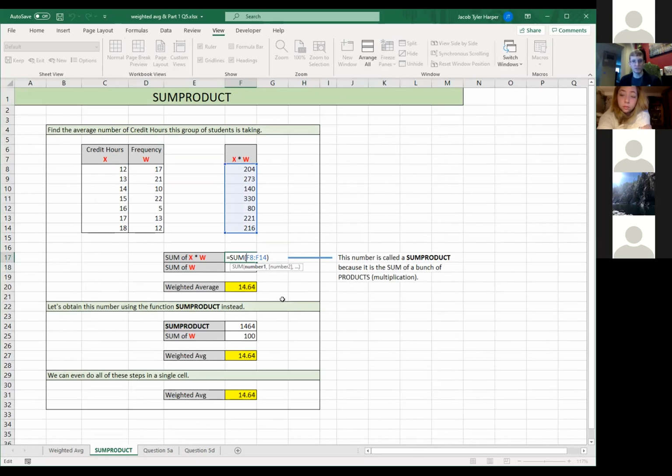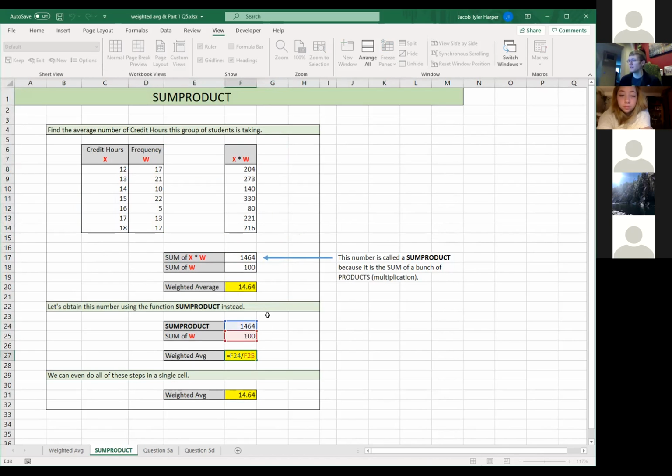And the reason why is because we're summing a bunch of products. Products just means multiplication. So there's a nice function that we can use called sum product, which allows us to skip this step over here of building a third column. We just plug in all the x values, comma, all my weights, and then I can go straight to this 1464 without having to build this thing. So it's nice because it saves a little space.